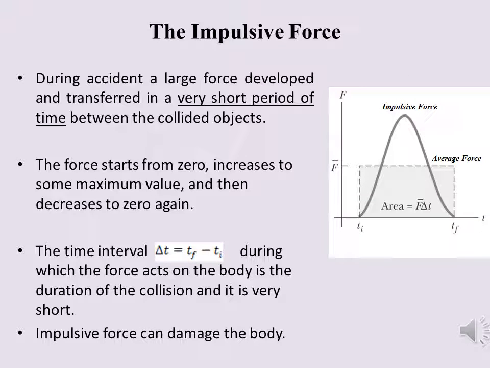The impulsive force. During an accident, a large force is developed and transferred in a very short period of time between the collided objects. The force starts from zero, increases to some maximum value, and then decreases to zero again. The time interval, delta t, during which the impulsive force acts on the body is the duration of the collision, and it is very short. Impulsive force can damage the body.